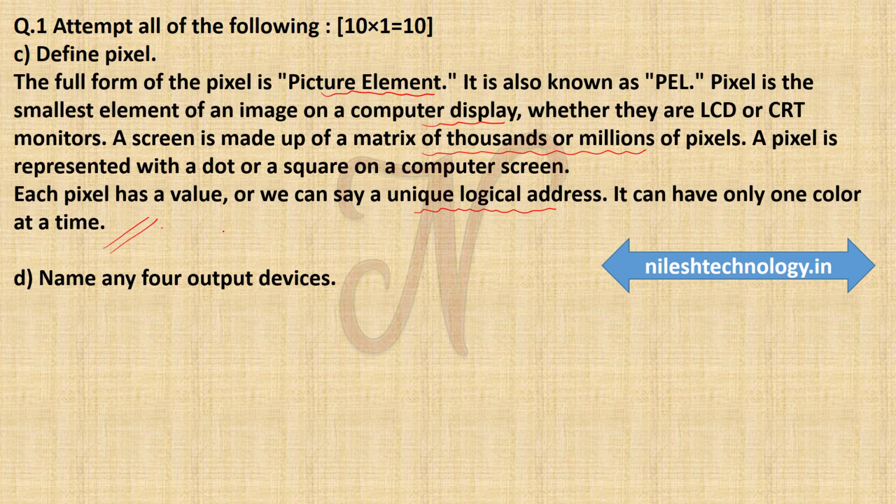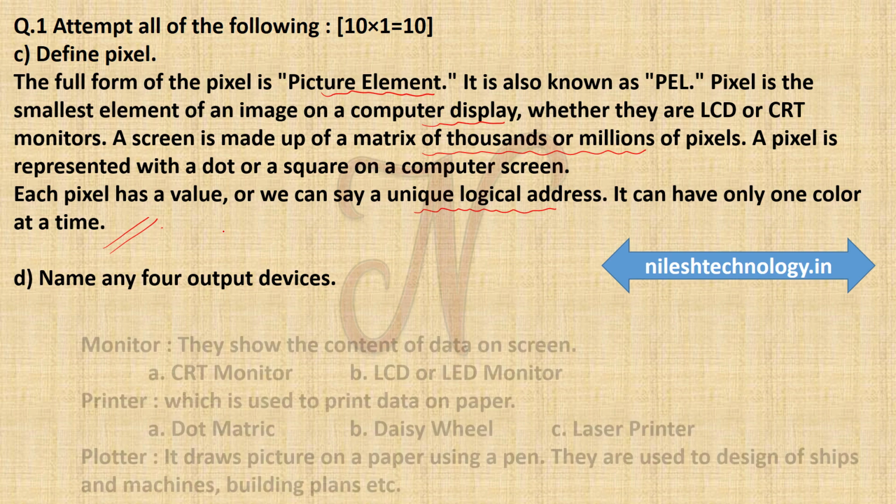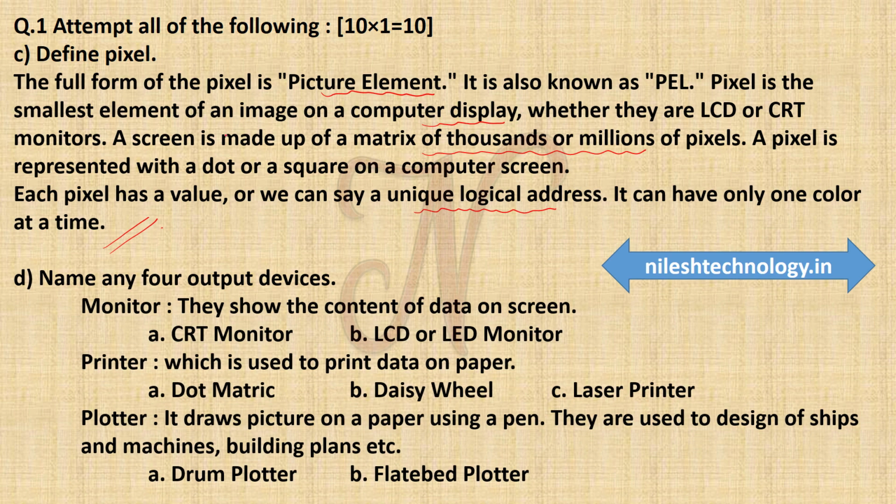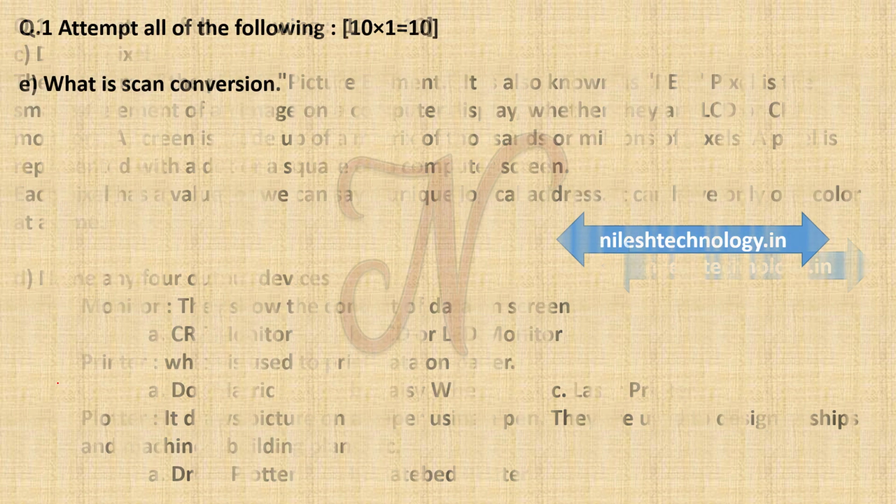Next, name any 4 output devices. There are many output devices. For example, the monitor: CRT monitor, LED monitor. Then printers: dot matrix, daisy wheel, laser printer. Then the plotter, which draws the picture on paper using a pen. Plotters are used for the design of ships and machine drawing. There are 2 types: drum plotter and flat bed plotter. Okay, next question.